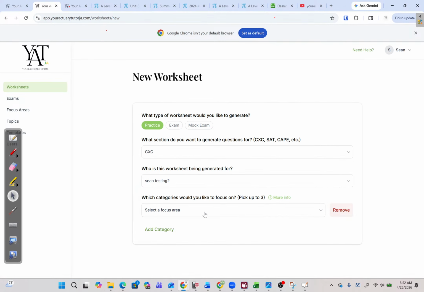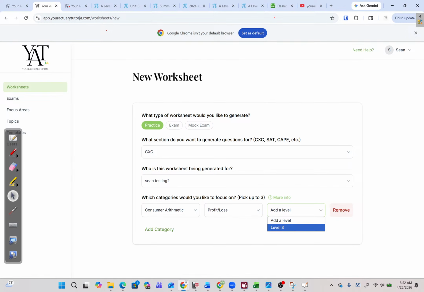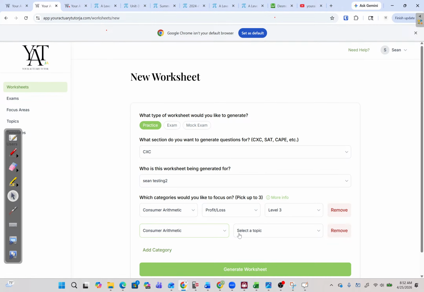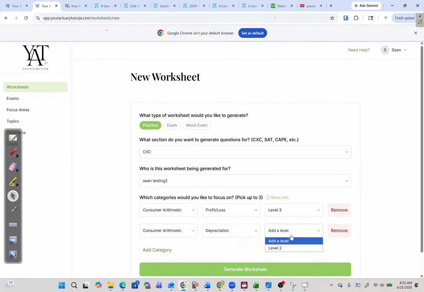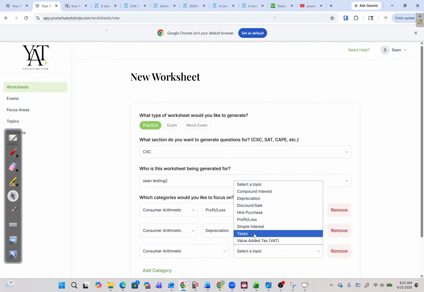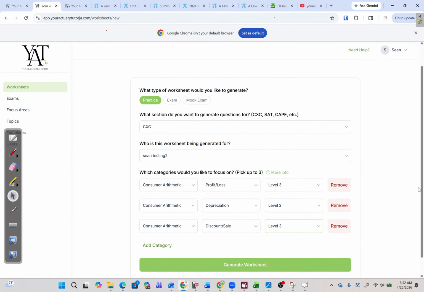Once again, you just go to new, you create what you want, what topic you want to do it under: consumer arithmetic. If you want to work on profit and loss, then you go there, level 3. Then you select another area again. Don't just select one. Make sure you select more than one so you're getting the most value, right? And then if you want depreciation, you go there, level 2. Then if you want consumer arithmetic again, what else is there? What else did I not do today? Discount and sale, right? We're going to do that, level 3, and then go and generate your worksheet and get busy, all right?